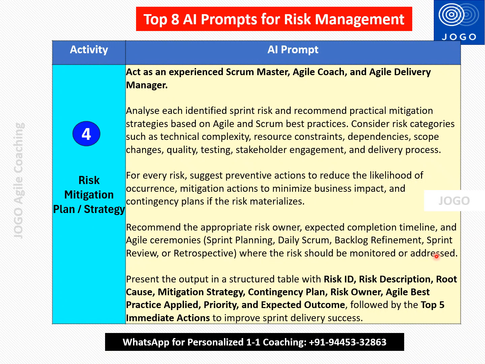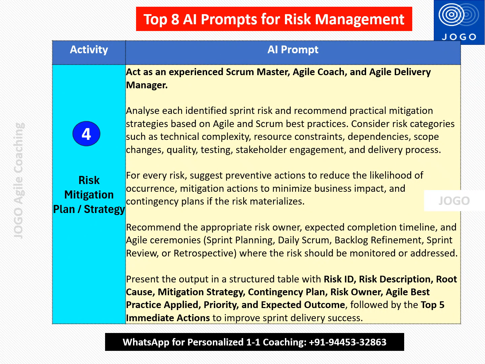Some risk should be focused on monitoring during the sprint planning meeting. So the AI will suggest what you need to monitor to reduce the likelihood. Present the output in a structured table with the risk ID, risk description. This is the risk register format, followed by the top 5 immediate actions to improve sprint delivery success. So this will give the top 5 immediate actions that we need to take to mitigate this risk. So this is another prompt the Scrum Master can use to mitigate the risk or plan the mitigation strategy.